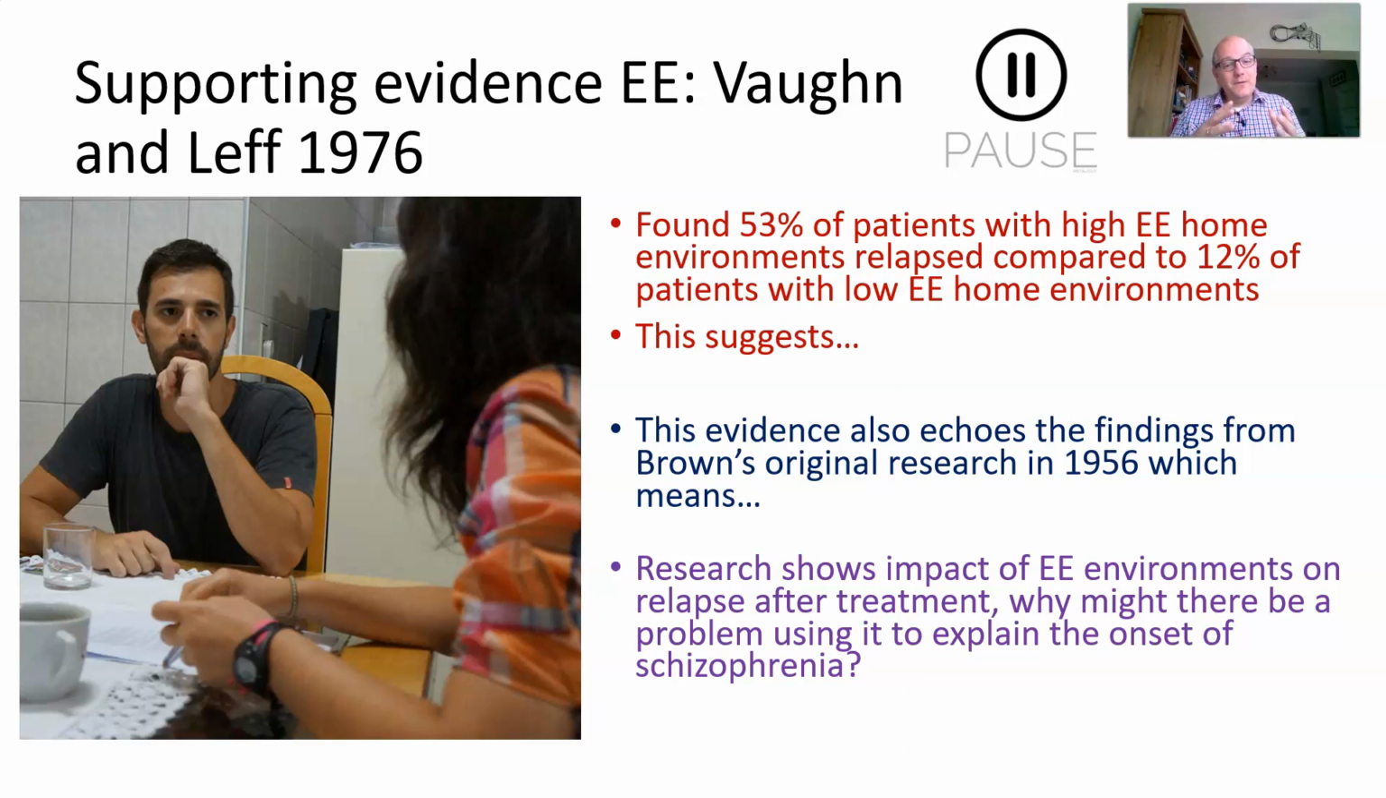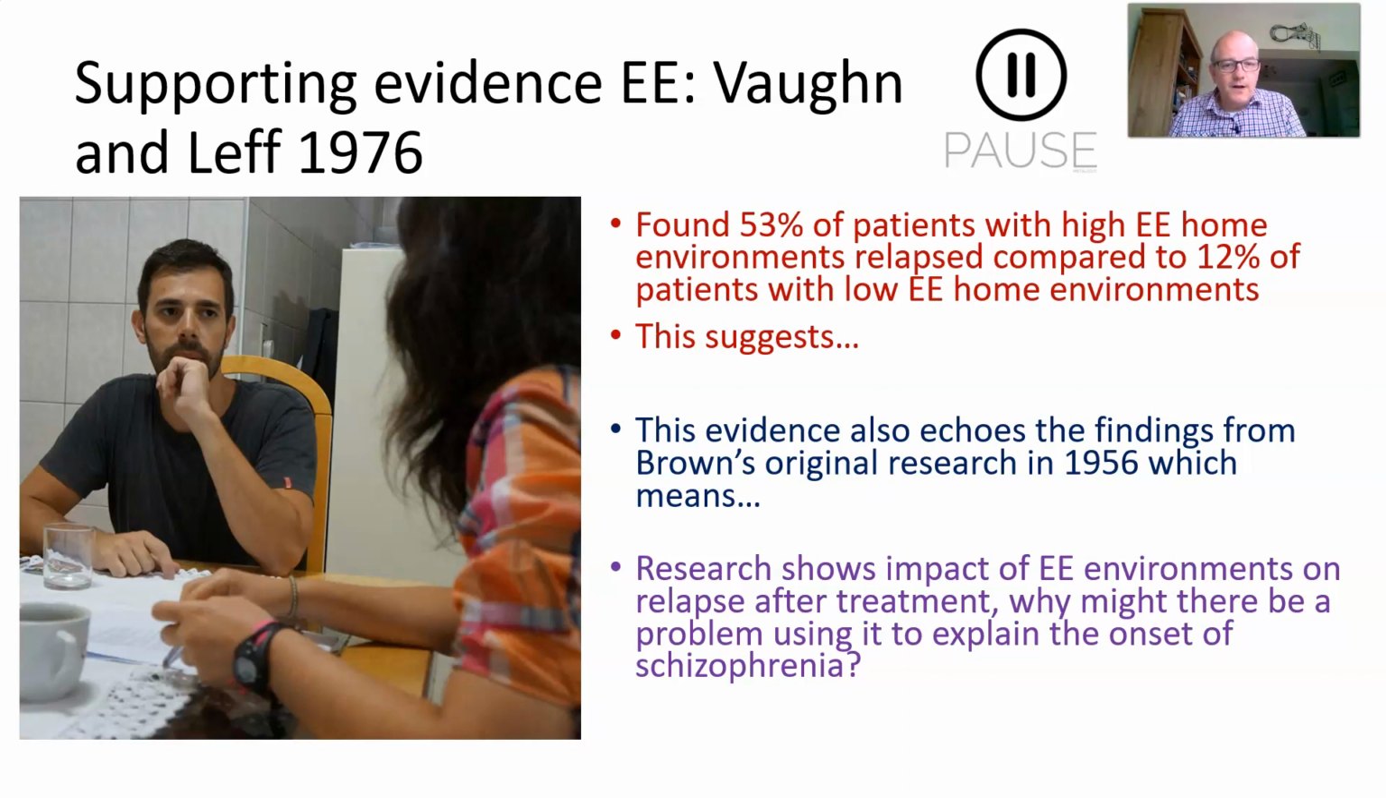What we might need to look at, though, is that when Vaughan and Leff went back 6 to 12 months later, they found very little difference. So although initially EE played a part, later it didn't. So it must be much more complex than just family environments.